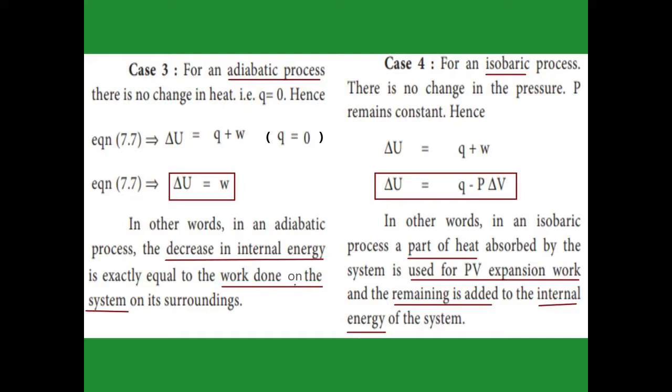And then here the Q value is positive. Positive means the heat is absorbed by the system. Even though the heat is absorbed by the system, a small amount of heat is used for that PV work, so that the remaining amount of heat is only used for internal energy.